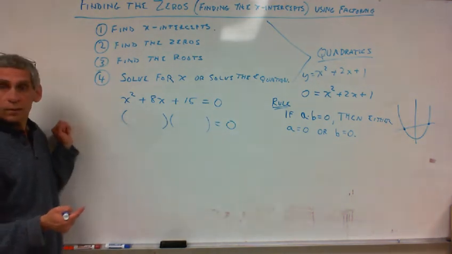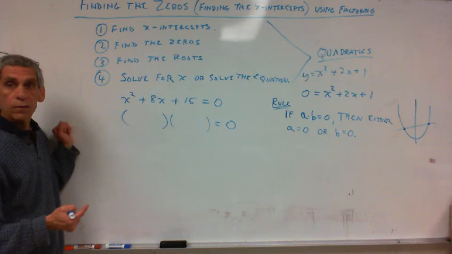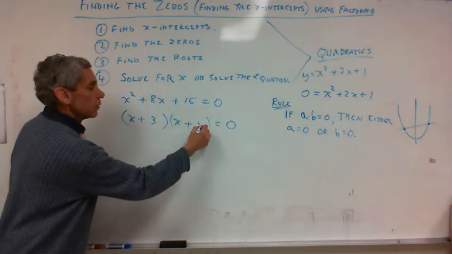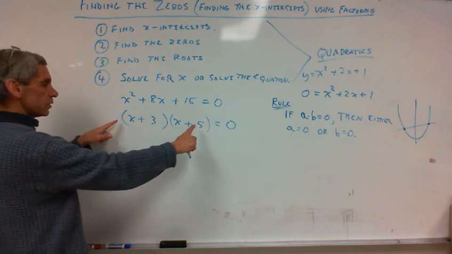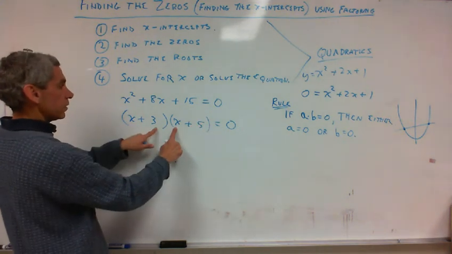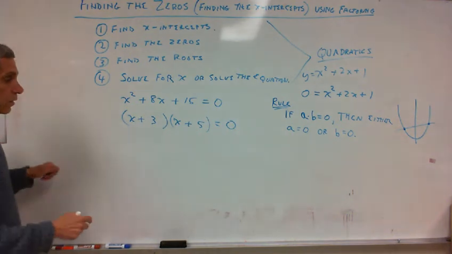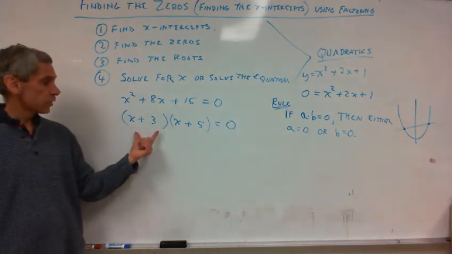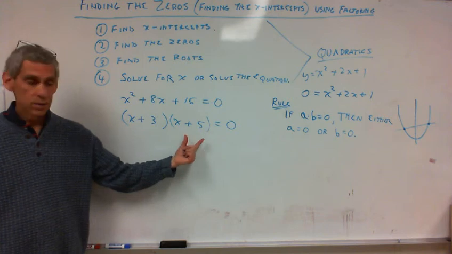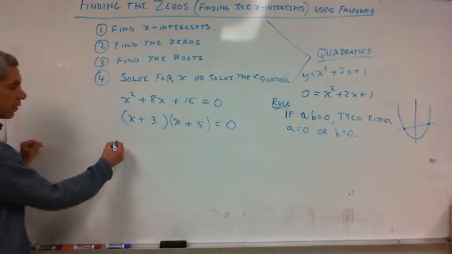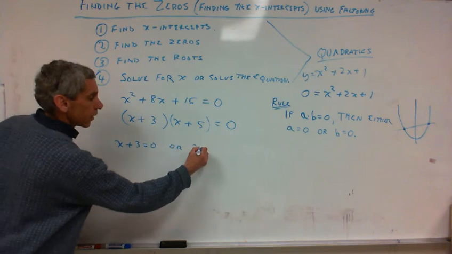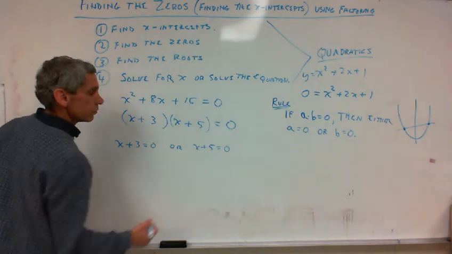So x plus 3, x plus 5. All right, let's try it. Sometimes you don't know until you just try. 3 times 5 is 15. 5x plus 3x is 8x. That's right. You did it. So I know that either x plus 3 or x plus 5 must equal 0, right? I'm going to do it like this. X plus 3 equals 0 or x plus 5 equals 0.